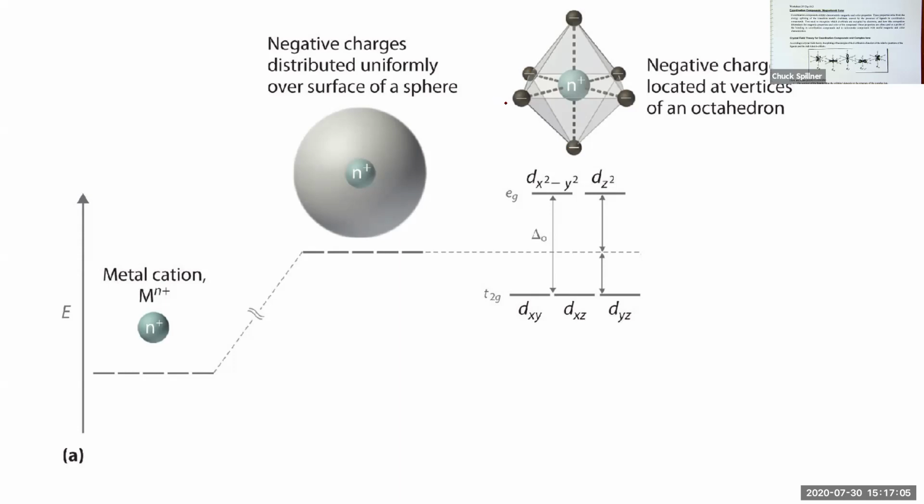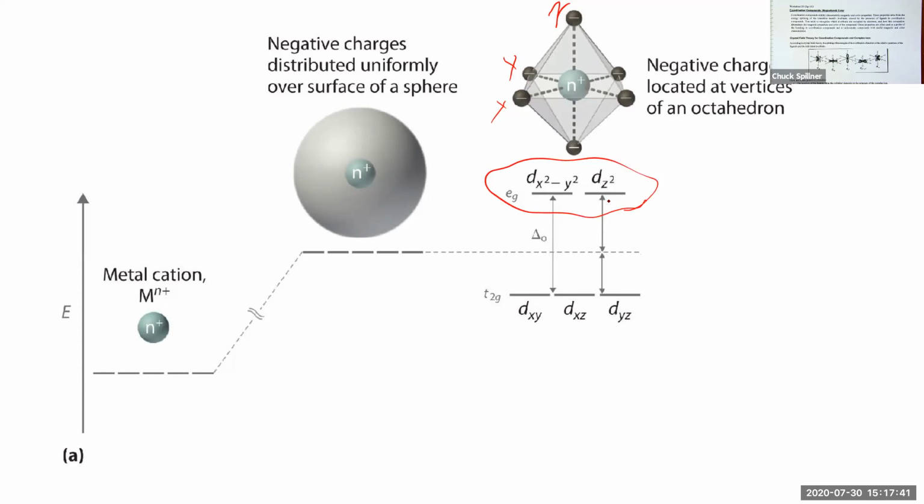So this could be the X axis here. This could be the Y axis over here. And this is the Z axis up here. And so what happens, well, in the previous slide, I said the dz squared and the dx squared minus y squared lie right along those axes. So the energy of those gets bumped up. This interaction with the ligands really increases the energy of those two d orbitals. So you get this increase in energy of those d orbitals.